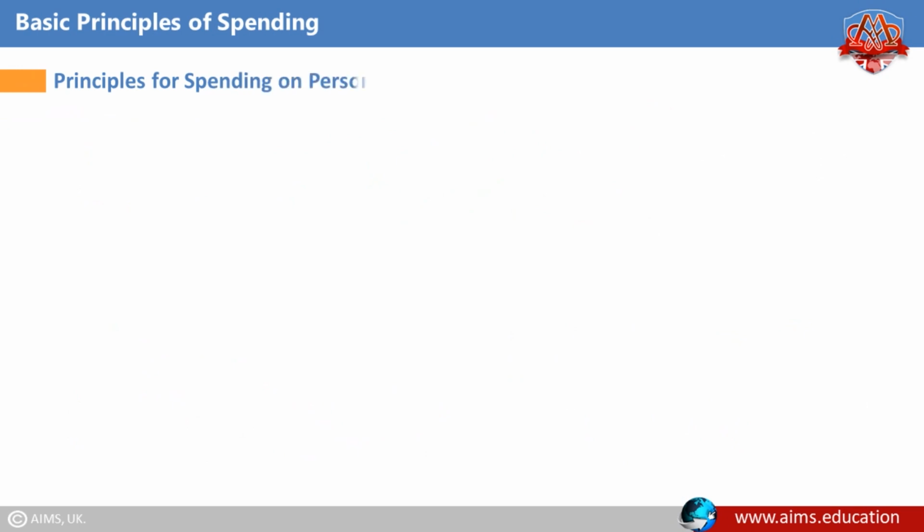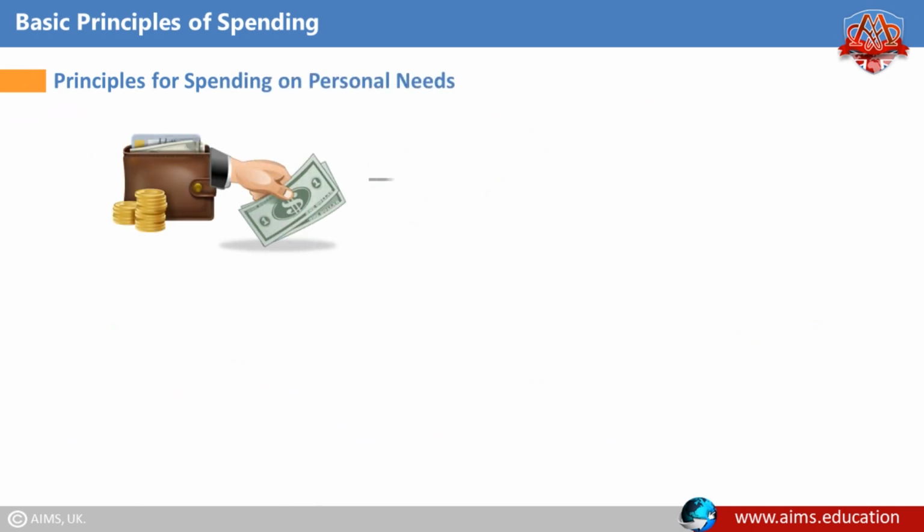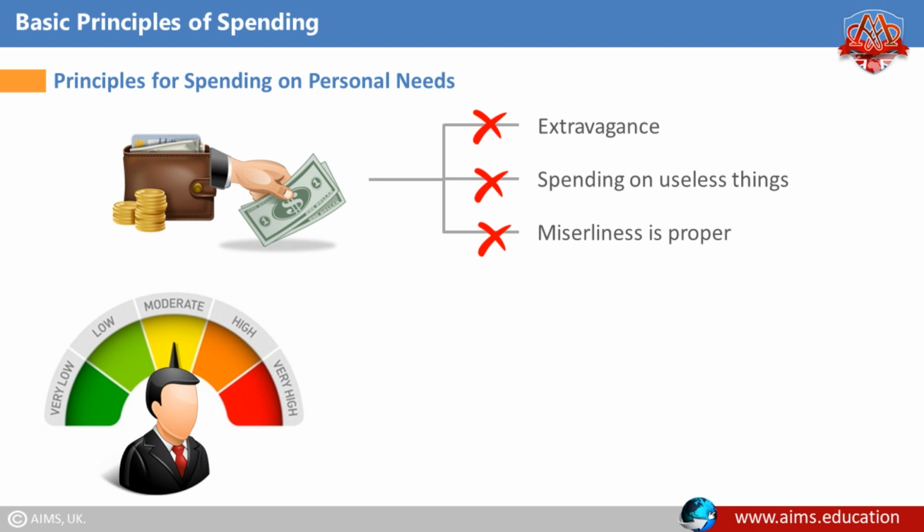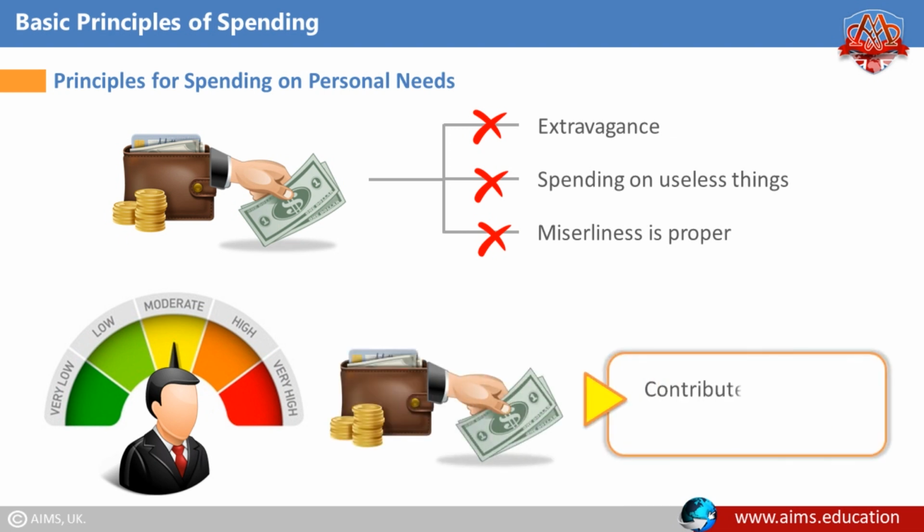Principles for spending on personal needs. In spending, neither extravagance nor spending on useless things is proper. A person should be moderate in spending because it contributes to a better collective economic order.